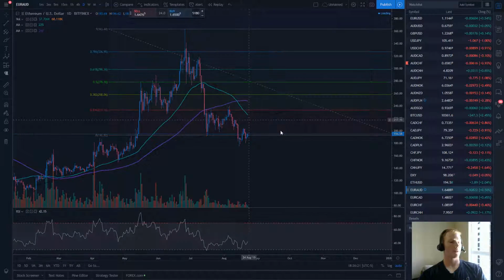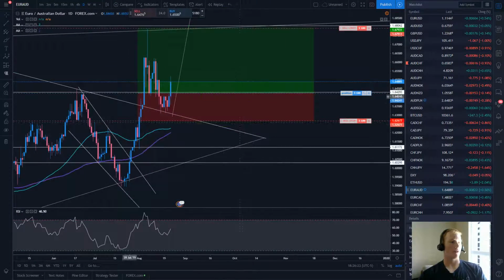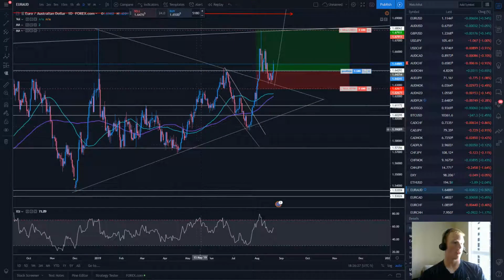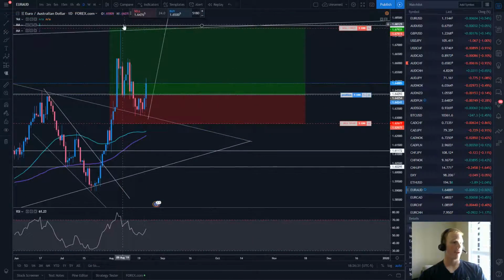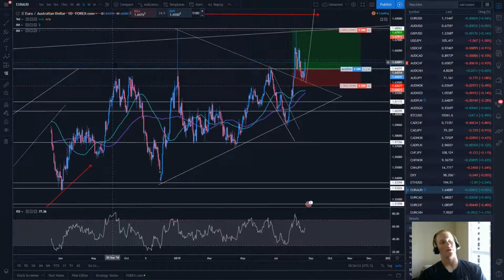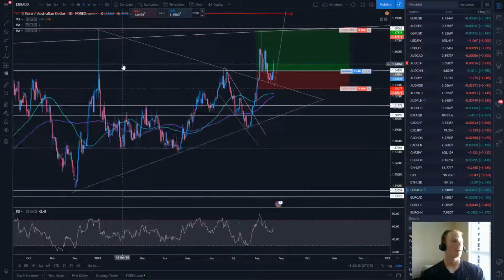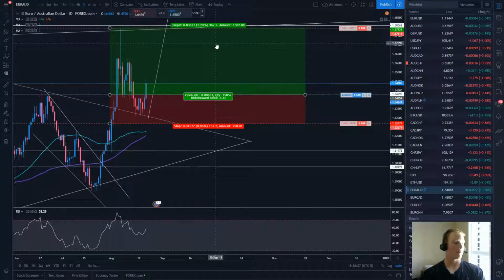DXY. Euro AUD. We have a long position on. We're just trying to catch this move up. I expect it to retest this high again. I don't know why it won't load, but yeah.